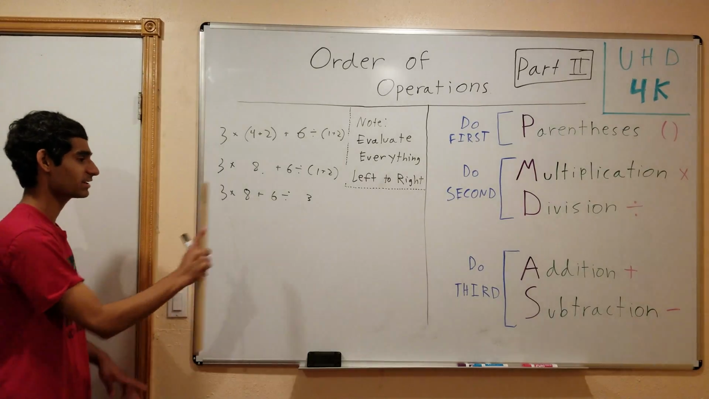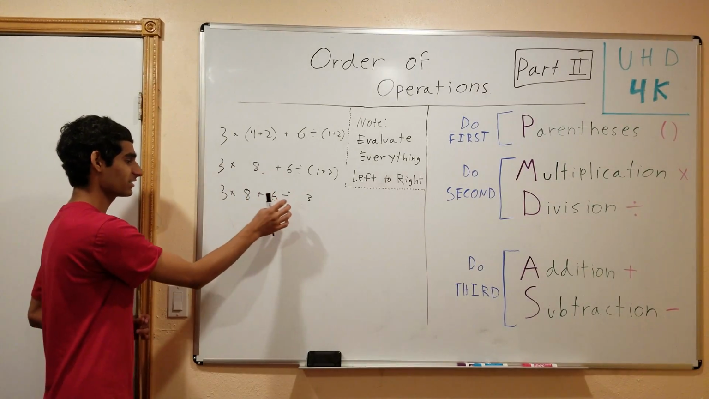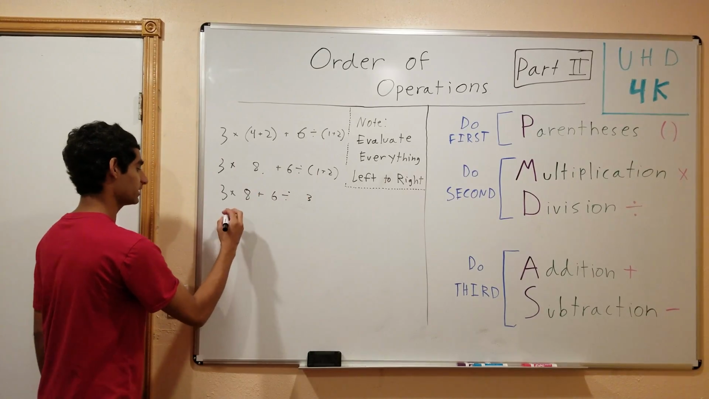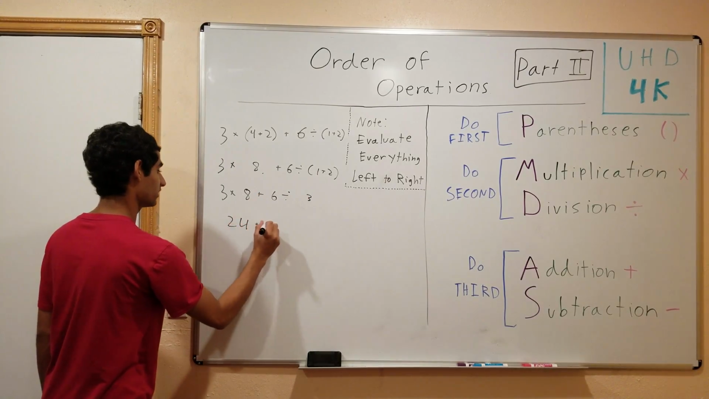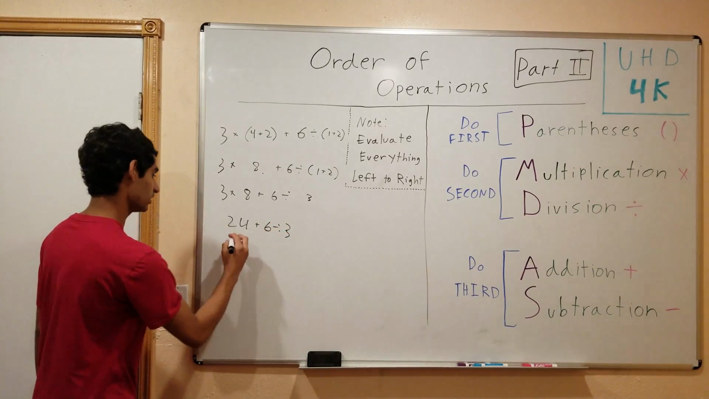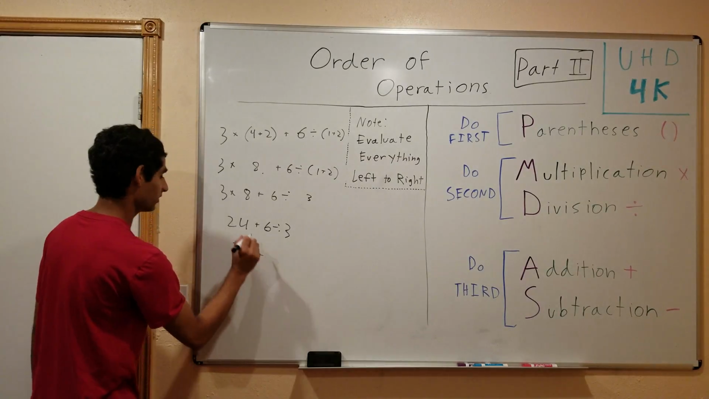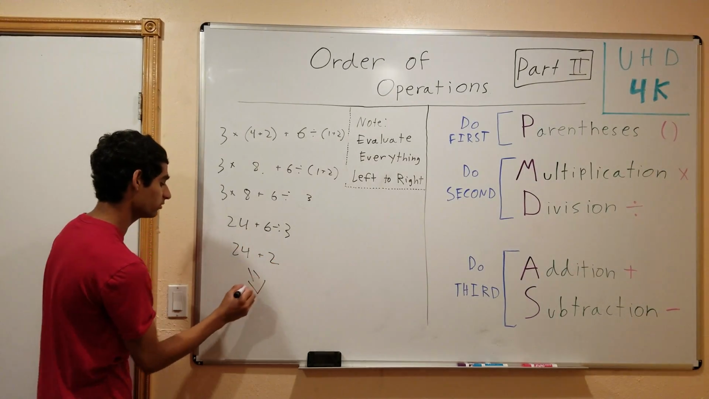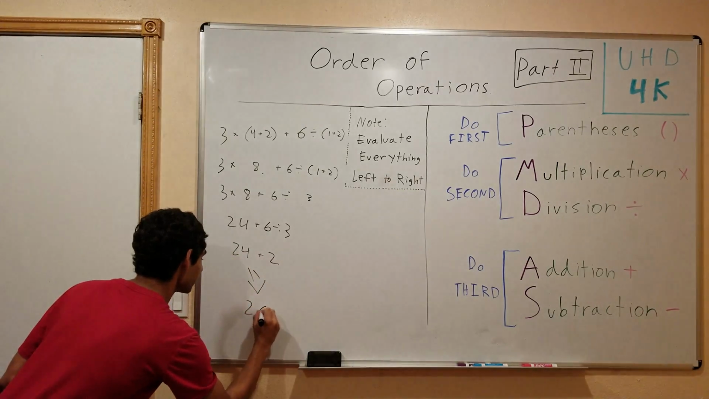Now we do multiplication and division left to right. So multiplication and division, as I said, are treated as the same things. So what is 3 times 6? 18 plus 6 divided by 3. Now we do the one on the right. 18 plus, what is 6 divided by 3? 2. And finally 18 plus 2 is 20.